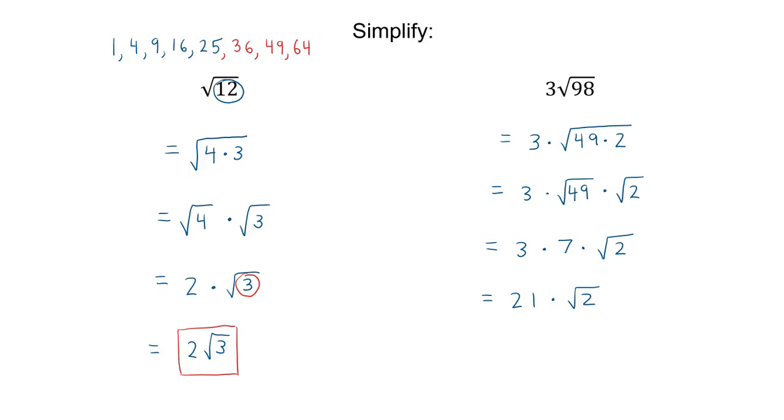Is there a radical in the denominator of a fraction? Nope. This is not a fraction, so there are no radicals in the denominator. So that means that the square root of 2 is a fully simplified radical expression. So that means that the fully simplified form of 3 times the square root of 98 is 21 times the square root of 2.